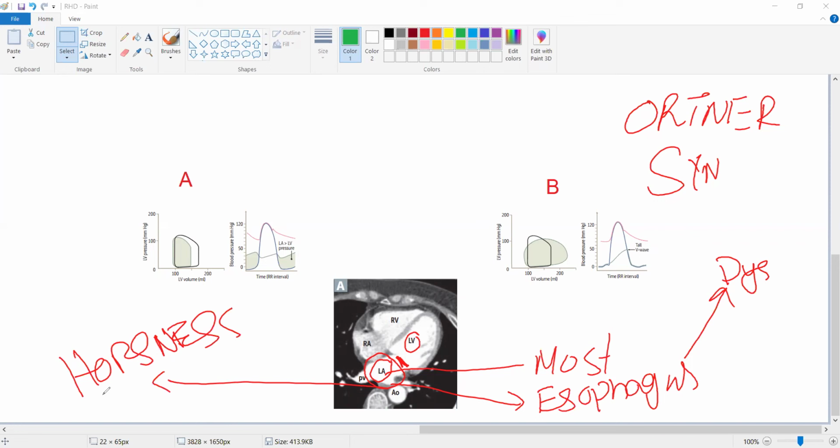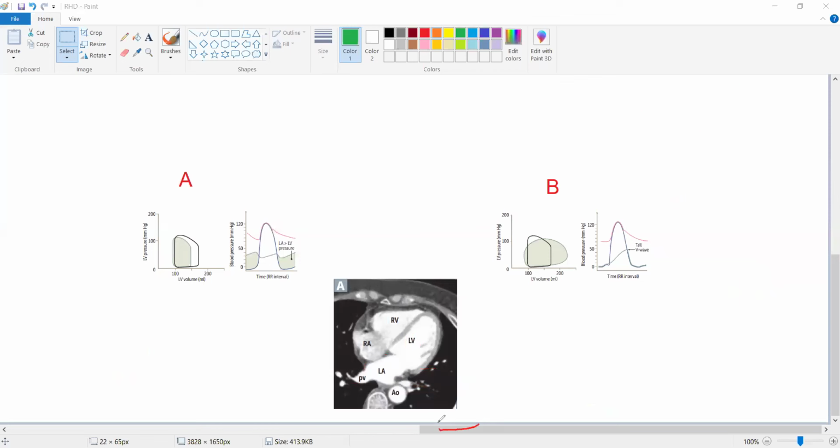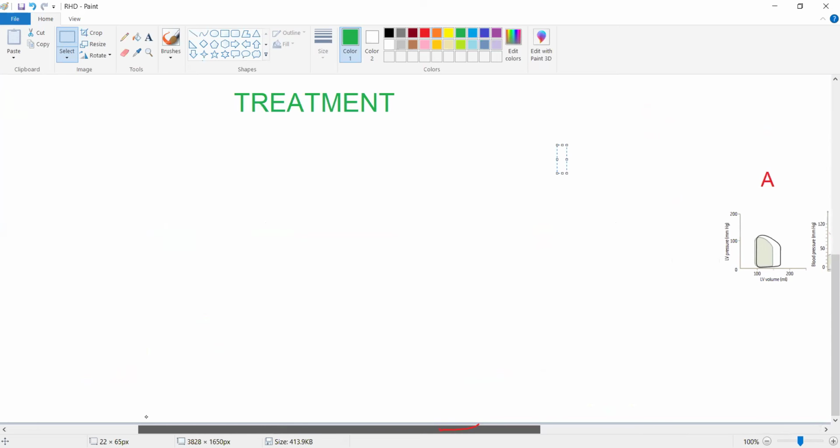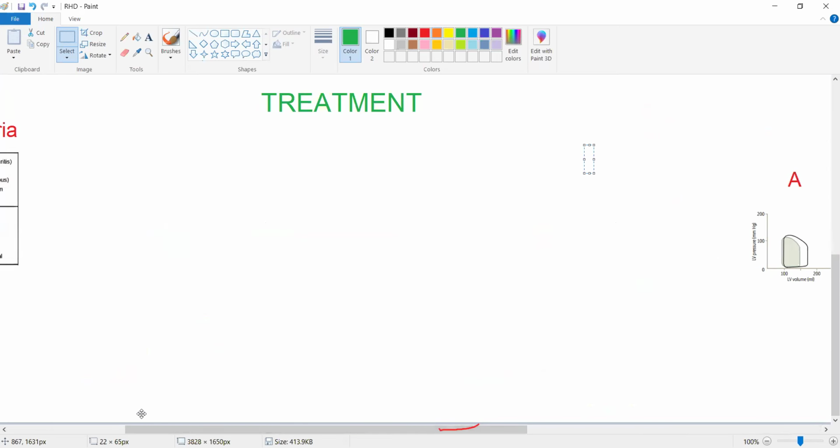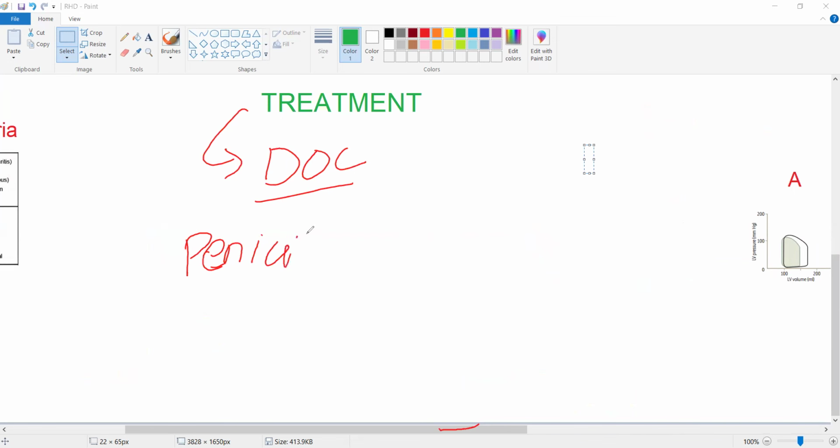Again, it is very high yield stuff. Okay, the last thing of today's session is the treatment. So what is the treatment of this? Which is the drug of choice for rheumatic heart disease? Penicillin. What is the mechanism of action of the penicillin?